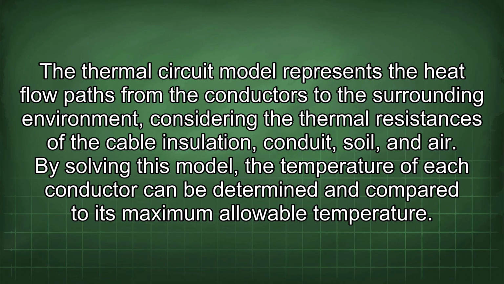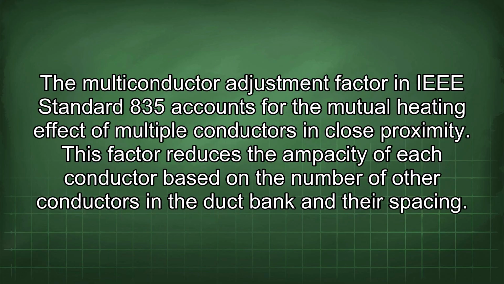The thermal circuit model represents the heat flow paths from the conductors to the surrounding environment, considering the thermal resistances of the cable insulation, conduit, soil, and air. By solving this model, the temperature of each conductor can be determined and compared to its maximum allowable temperature. The multi-conductor adjustment factor in IEEE Standard 835 accounts for the mutual heating effect of multiple conductors in close proximity. This factor reduces the ampacity of each conductor based on the number of other conductors in the duct bank and their spacing.